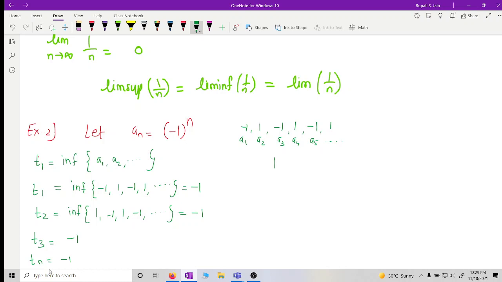What is capital T1? Supremum of A1, A2, A3 and so on. So minus 1, 1, minus 1, 1 and so on. So in any sequence, minus 1 and 1 will be there. So if it is supremum, we will get 1. So T1, T2 will be 1, right? Yes, ma'am. Are you getting this? Yes, ma'am. So capital Tn is nothing but again 1.